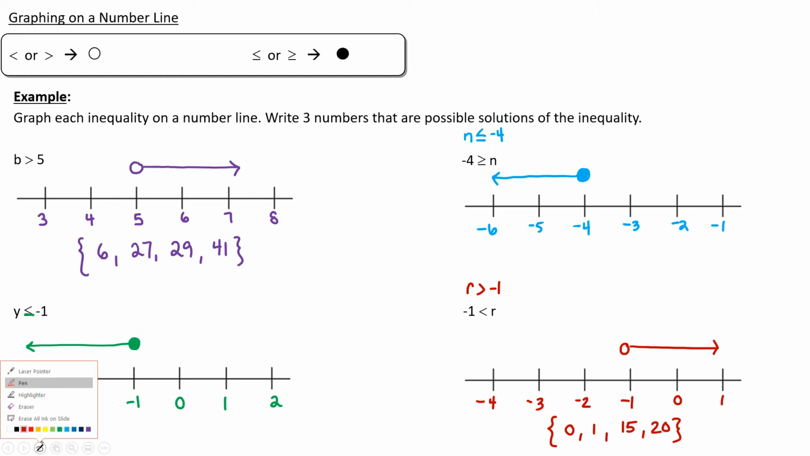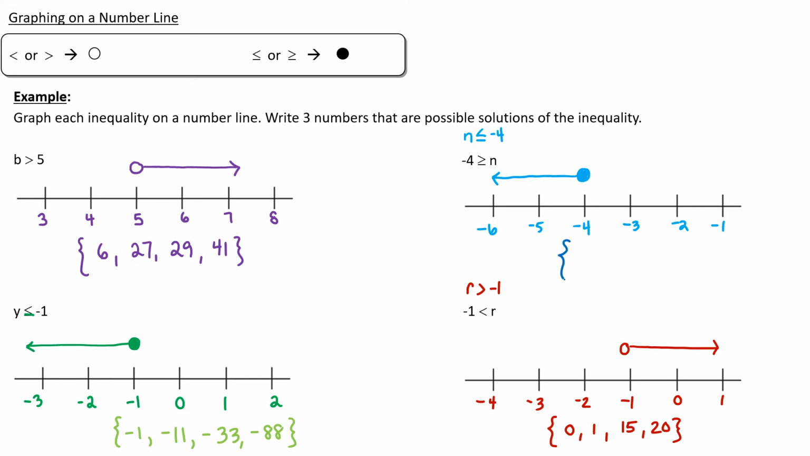Oh, and I forgot the other ones here. Possible numbers for y is less than or equal to minus 1: well, minus 1 is definitely in there, minus 11, minus 33, negative 88. And if I go to the question with the n, n can equal negative 4, negative 15, negative 33.3, 100, negative. Those all work.